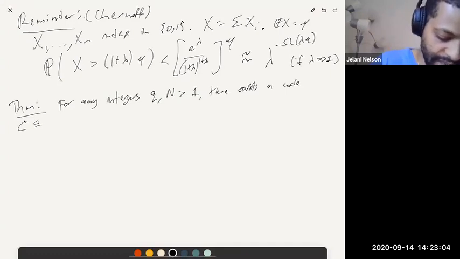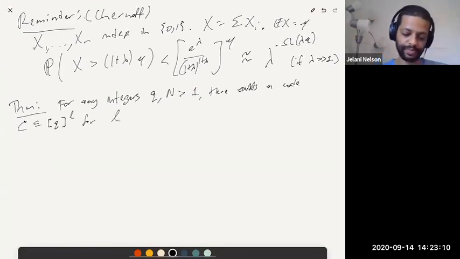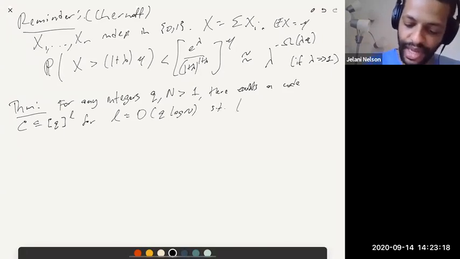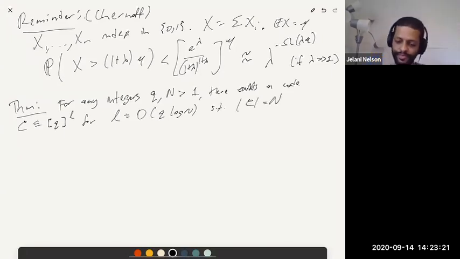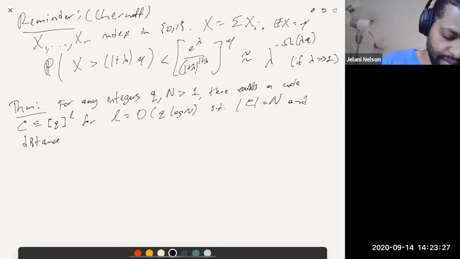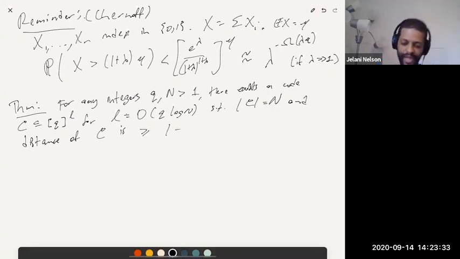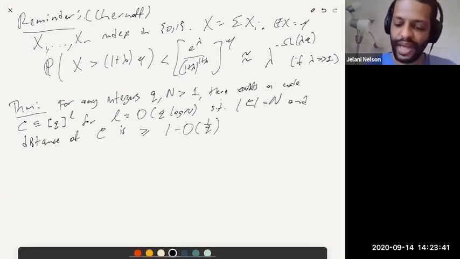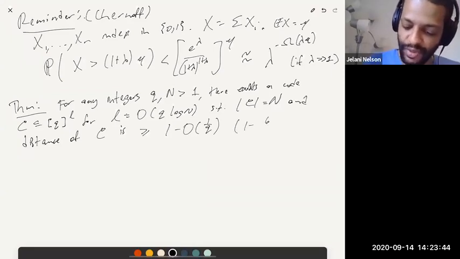There exists a code C, which is a subset of Q to the L, for L equals big O of Q log N, such that the size of C is N, and the distance of C is at least 1 minus O of 1 over Q. I think in the notes I do the calculation a little more carefully. I think I got 1 minus 6 over Q, let's say.